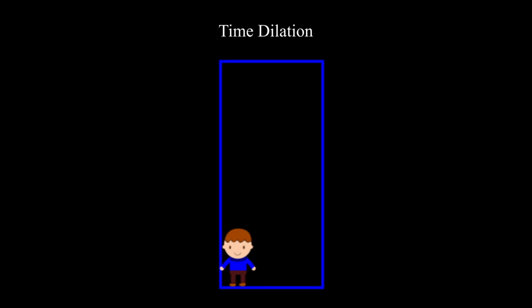Imagine a little boy standing in an elevator. The elevator has a mirror at the top, and everything is stationary relative to the boy. A firecracker goes off at the boy's feet, and the light from the firecracker travels from the boy's feet all the way to the top of the elevator, in time t prime as measured by the boy.